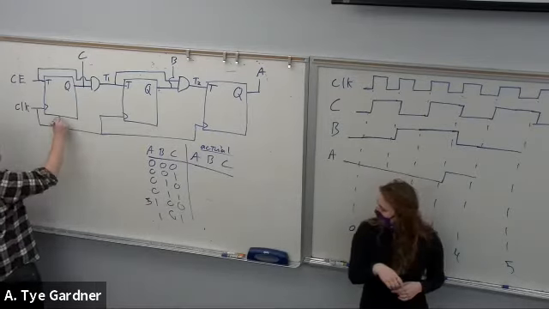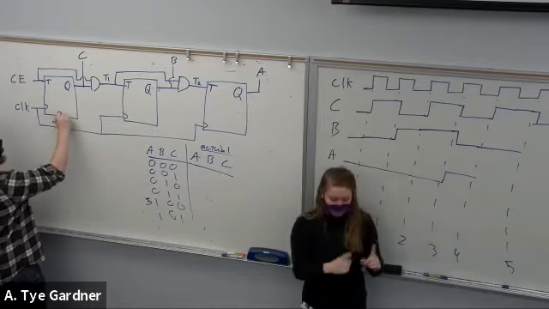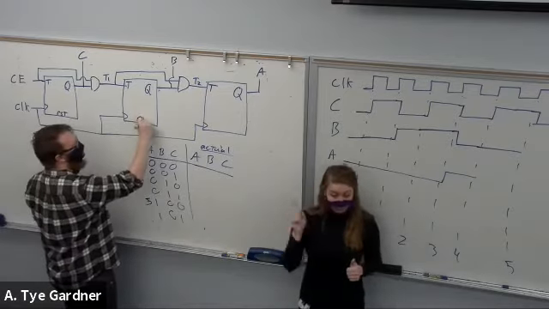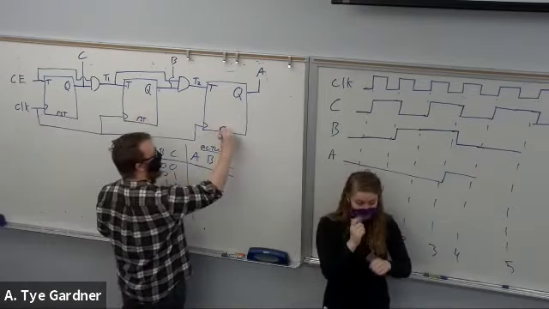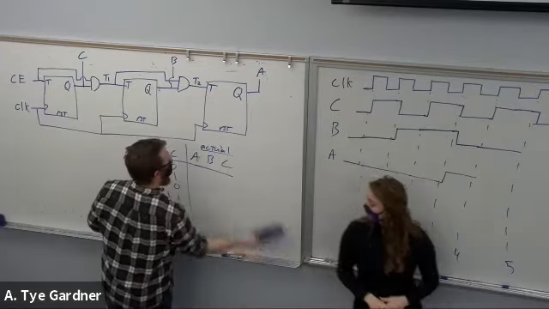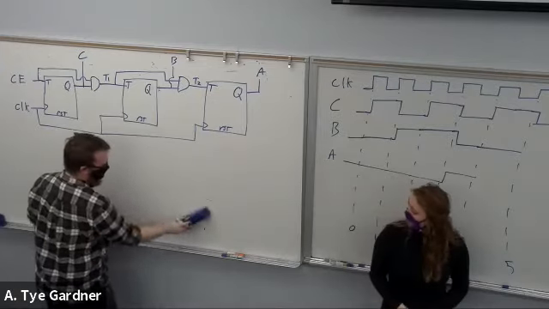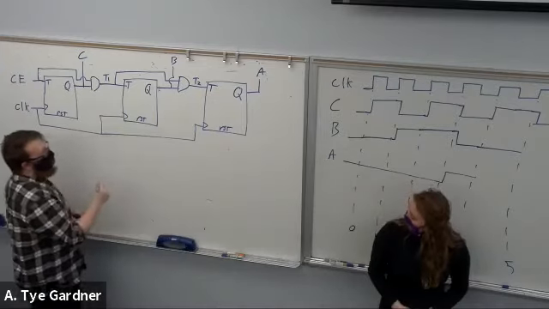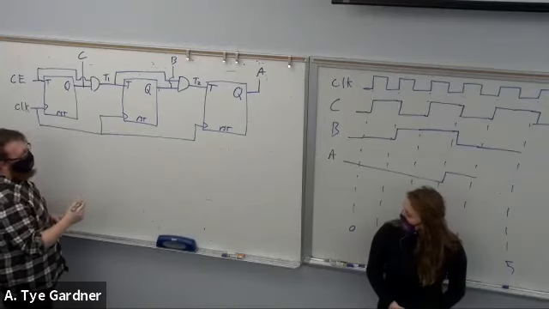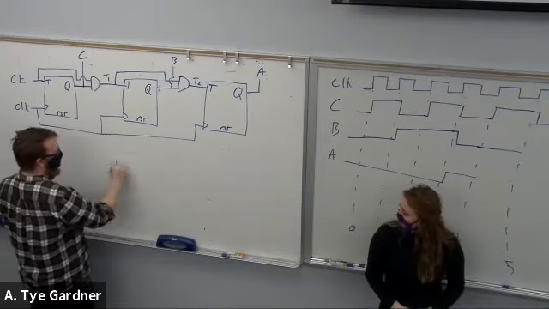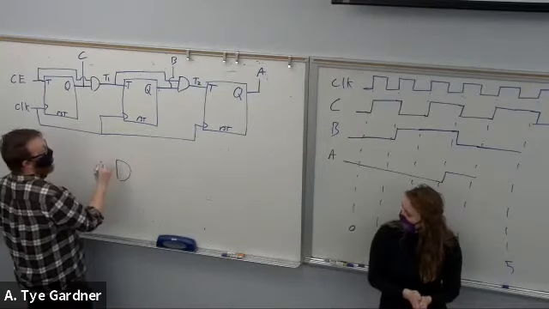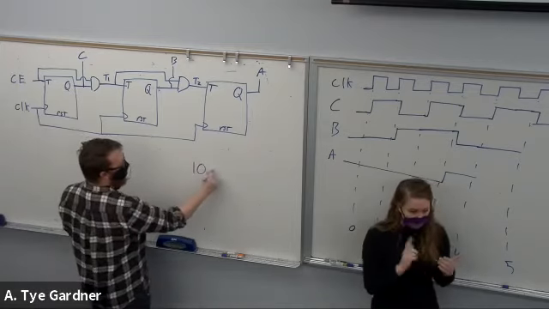And if each of these have a reset added to them, I'm going to erase this. And then I have some logic that takes, well, I want to reset on 1, 0, 0, right?